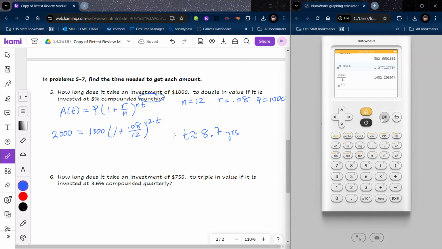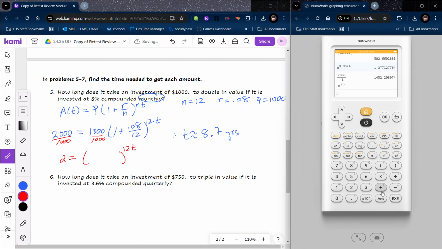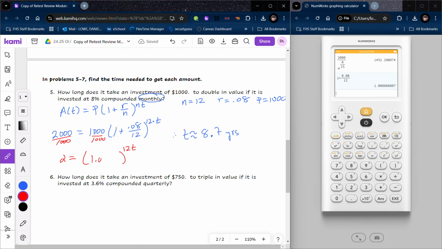How would I do this without a calculator, or with a calculator but without the solver? If you have a calculator that doesn't have the solver, well, I know if I divide both sides by 1,000, that means that 2 is going to be equal to something raised to the 12t. And what is 1 plus 0.08 divided by 12? That's 1.0066, and really it's a repeating 6. And so I could say 1.0067.